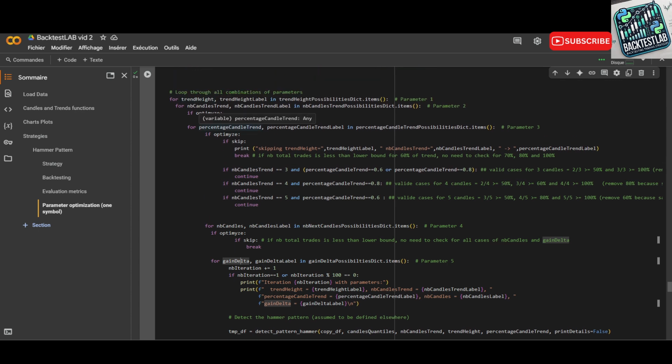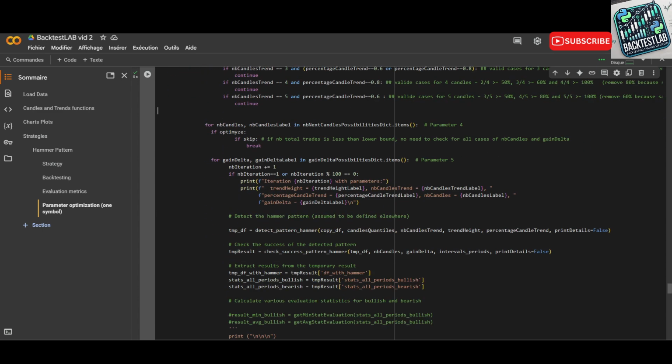As you can see, sometimes I don't actually need to go through some of the parameters. For example, if the number of candle trend is equal to 3 and the percentage candle is 60% or 80%, I don't need to test this specific case, because when I have 50% it is almost the same. I explained all the details here. So you don't need to go through the 2700 possibilities. Depending on the stock and on the values of your parameters, you can, for example, go through only 1000 possibilities.